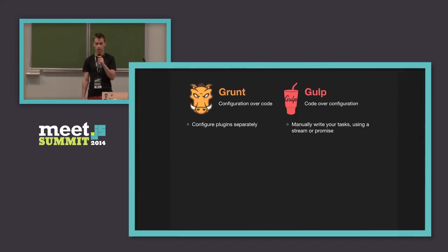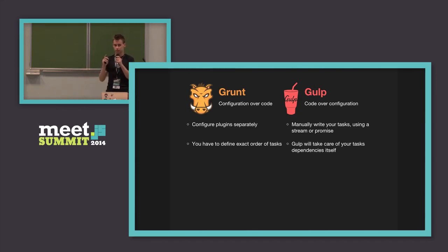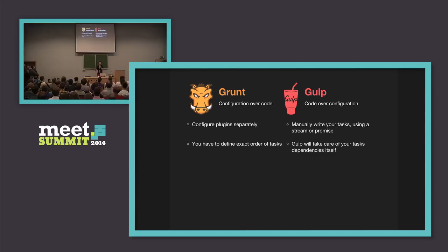Well, when in Grunt we configured our plugins separately, in Gulp we write our tasks in such a way that we take some files, get them through a pipe with some plugins, and then plug them out. And what is even better in Gulp, and I'll show you that in a minute in a couple of examples, is that in Grunt you have to, for example, define the exact order of your tasks. In Gulp you can say the dependencies of a given task, and Gulp will care about the dependencies itself, and the other tasks that aren't dependent on each other, it will run them concurrently.